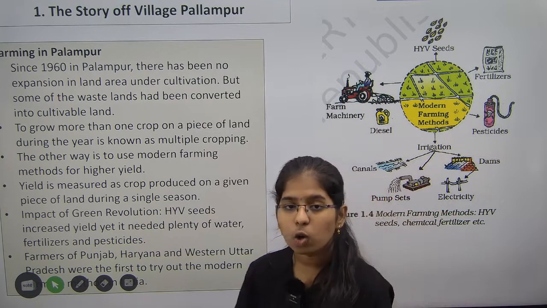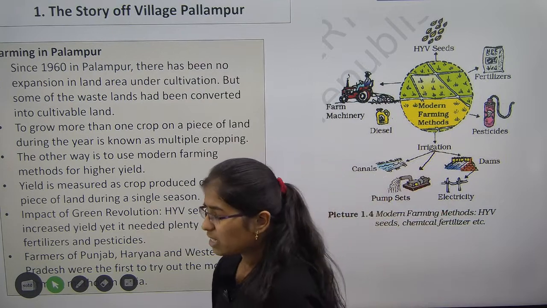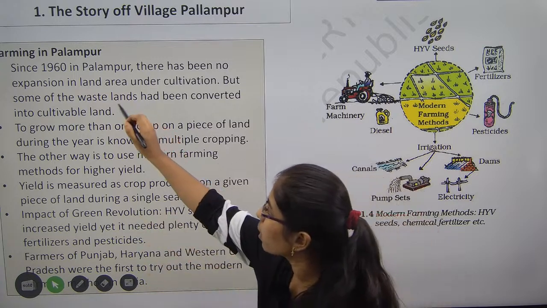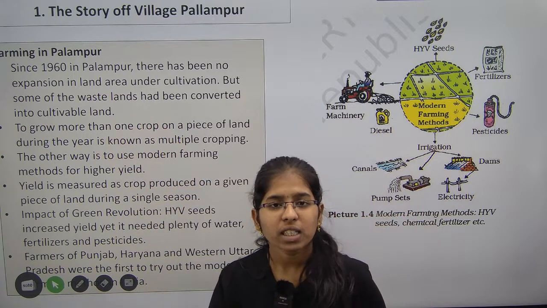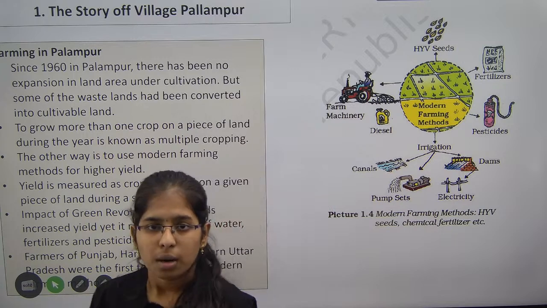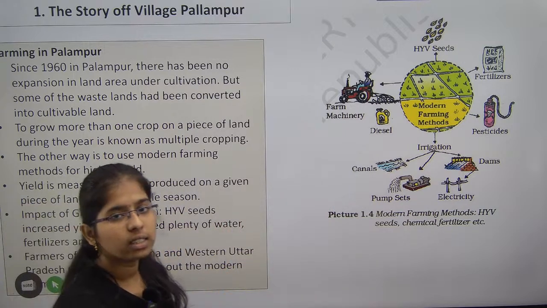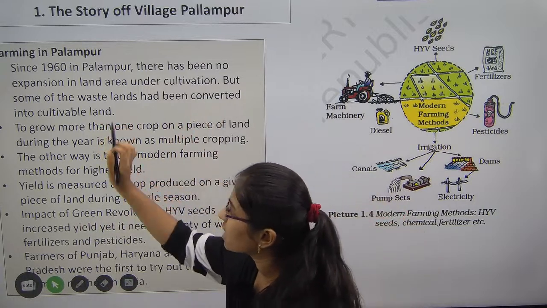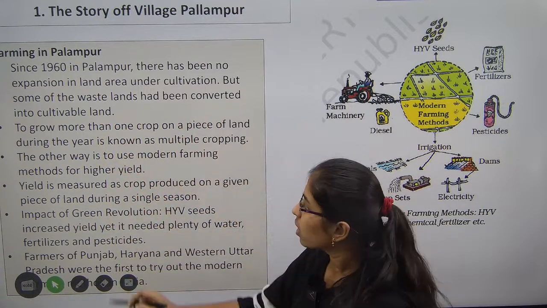Now let us see how the farming is in Palampur. Since 1960, there is no extension of the production in Palampur. That means there is no expansion of land for the production. But still there is some hope, like they expanded some of these wastelands into cultivable lands.